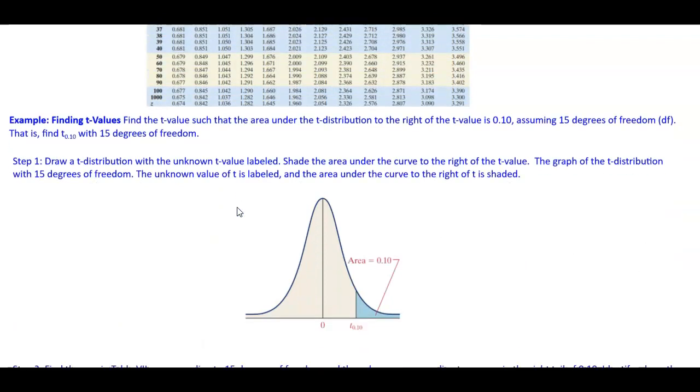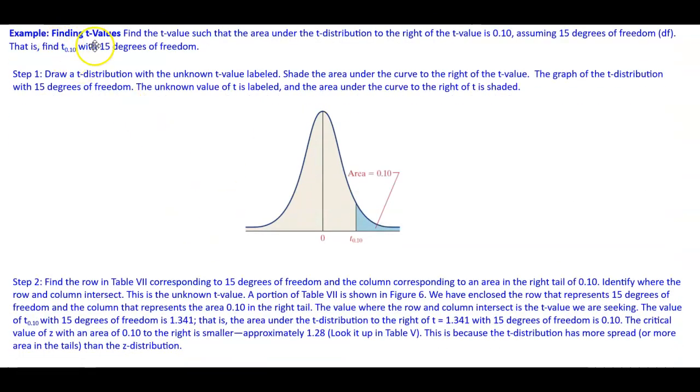So, what we want to do now is find t-values. For this example, we want to find the t-value such that the area under the t-distribution to the right of the t-value is 0.10. Assuming 15 degrees of freedom, that is, we want to find t subscript 0.10 with 15 degrees of freedom.